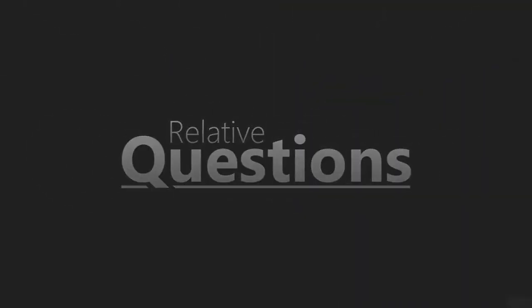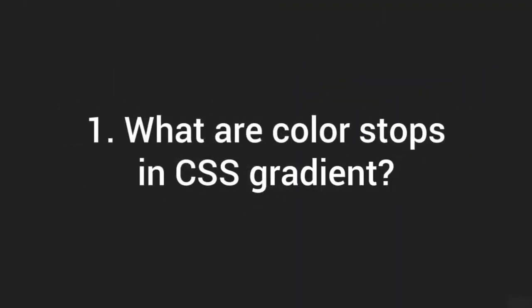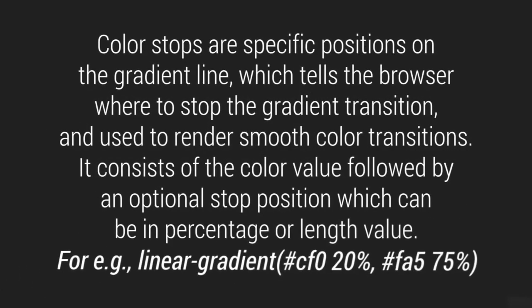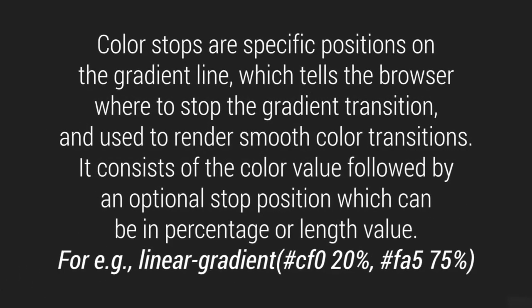So now let's talk about questions. First is, what are color stops in CSS gradient? Color stops are specific positions on the gradient line which tell the browser where to stop the gradient transition. They are basically used to render the colors with smooth transitions. It consists of the color value followed by an optional stop position, which can be in percentage or length value.